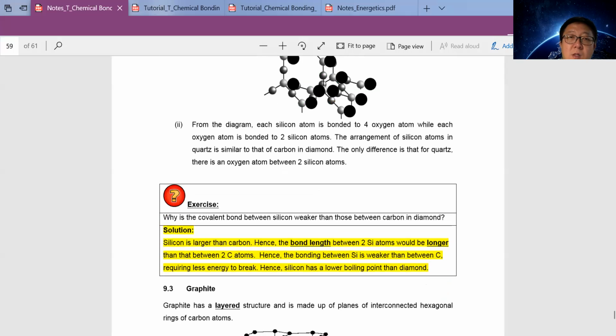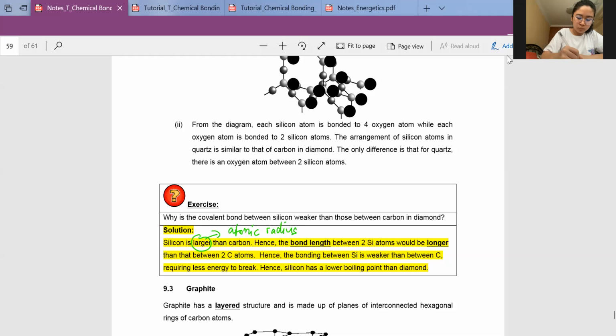Now, this is the meaning of silicon. Just like I mentioned, why the silicon bonding is weaker: the bond length is longer compared to the 2 carbon atoms. There's some info which I highlighted. Larger here is talking about atomic radius. If you want to go down to the atomic level, this makes sense because as you go down the group, you're adding an additional quantum shell of electrons. So that is why silicon is weaker compared to diamond.